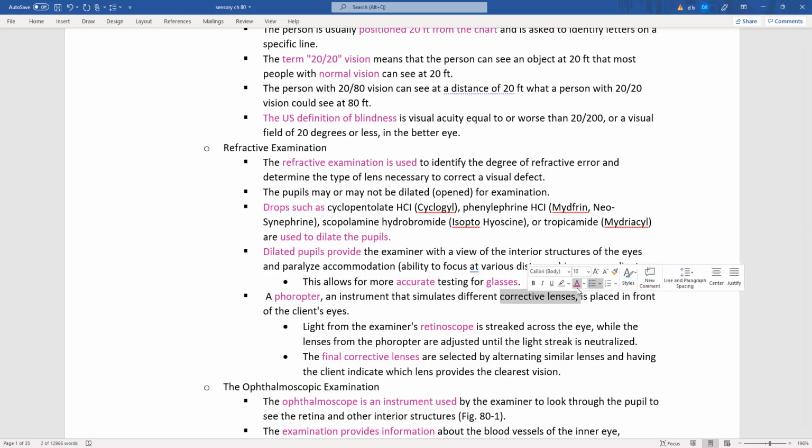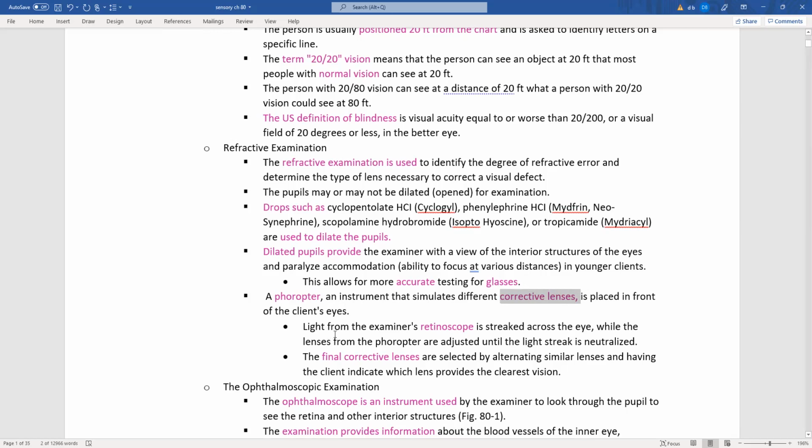There are going to be different lenses placed in front of the client's eyes, trying to find out which one gives the clearest vision. Whichever one gives the clearest vision is the one that's good for the eyes. So that client is going to get that set of lenses so they can get some glasses.